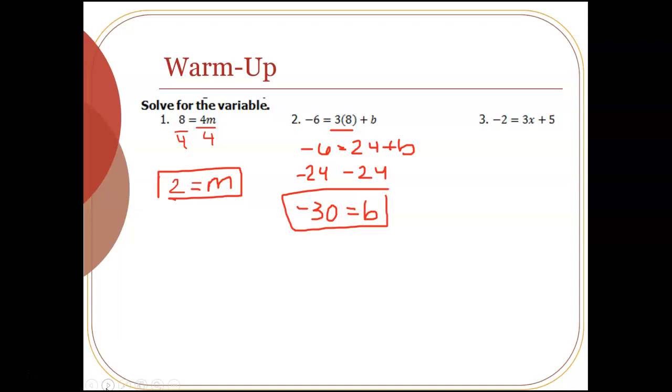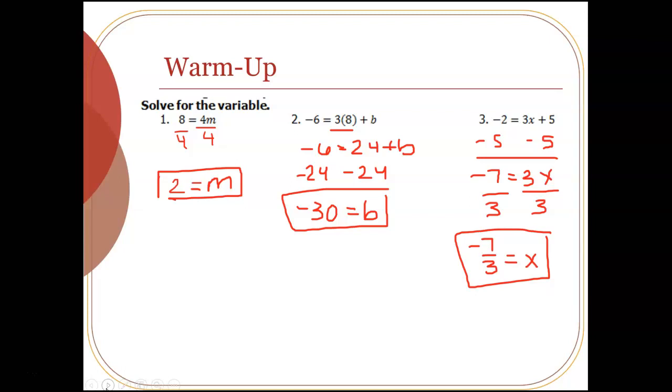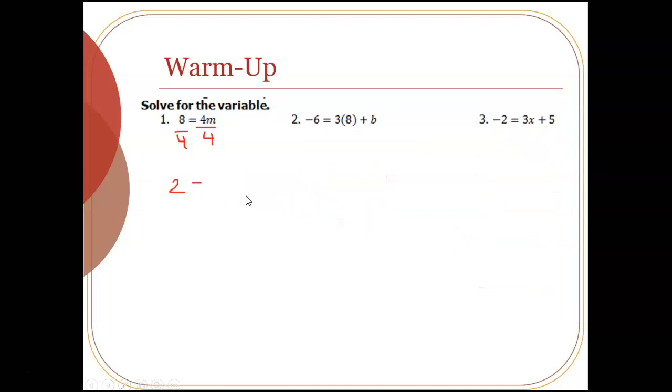And in number 3, subtract 5. So you get negative 7 equals 3x. Divide by 3, and we get x equals negative 7/3. Oftentimes, we try to change fractions to decimals. Negative 7/3 is an example of one of those cases that you do not want to change, because negative 7/3 is a repeating decimal. So that when you would try to write it, it would not turn out as nicely.